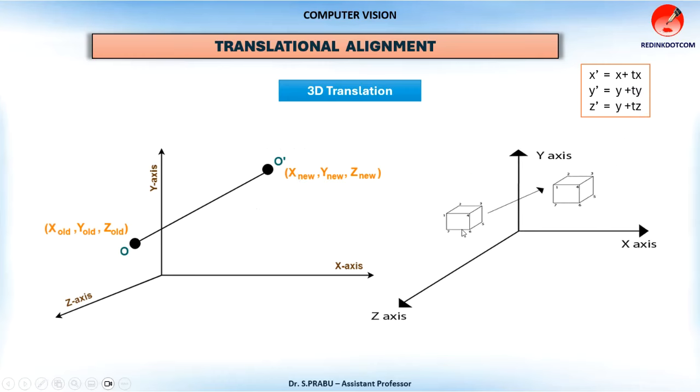This 3D object has different edge points. Here, 7 edge points are there. You can apply this formula to each and every edge point, then you can get the new XYZ coordinate values for each edge point. Then you can connect these endpoints and get the shifted object. So in this way, 3D translation can be achieved.